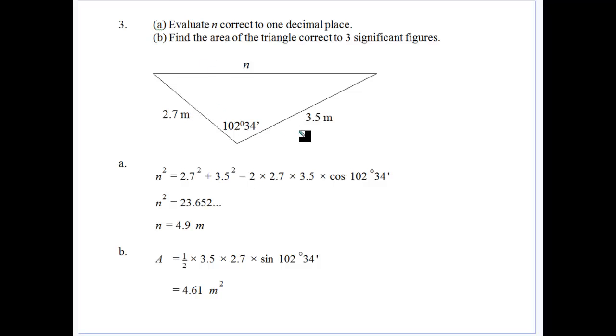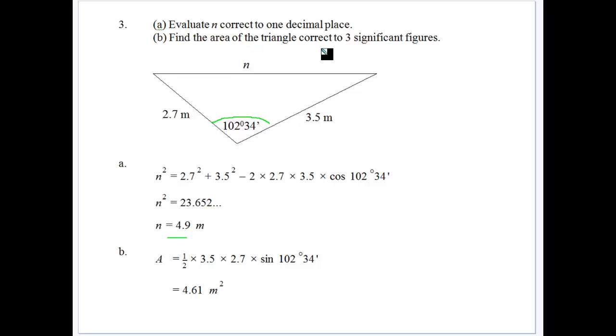This time we're given two sides and we've got the angle between them. So that means we're going to have to use the cosine rule because we want to find n. If we've got that, we apply the rule. So 2.7 squared plus 3.5 squared minus 2 times 2.7 times 3.5 times cosine of 102 degrees 34 minutes. If we put that into the calculator and then write it out, n squared is equal to that, and then take the square root. So 4.9 sounds reasonable. It's greater than 2.7 and 3.5. So it should be larger than those two sides because it's opposite, obviously, what's going to be the largest angle.